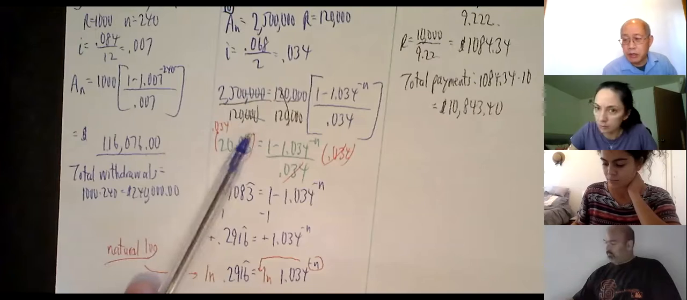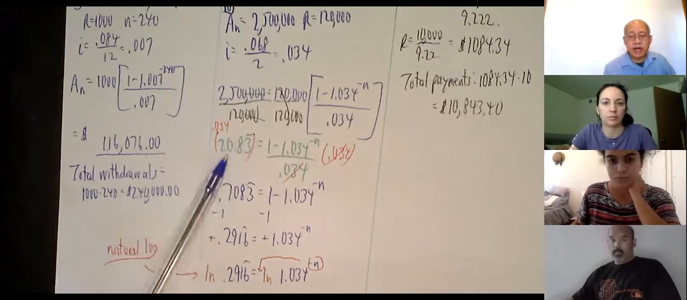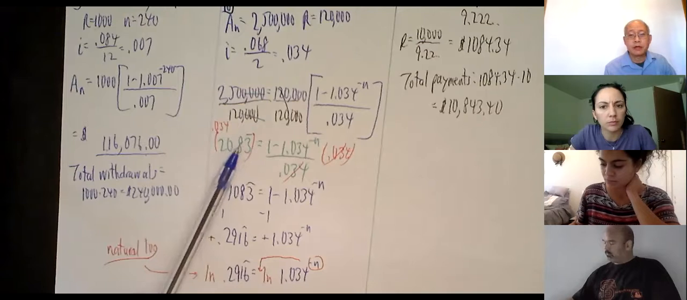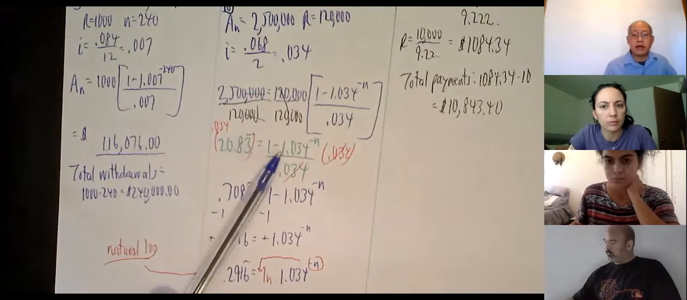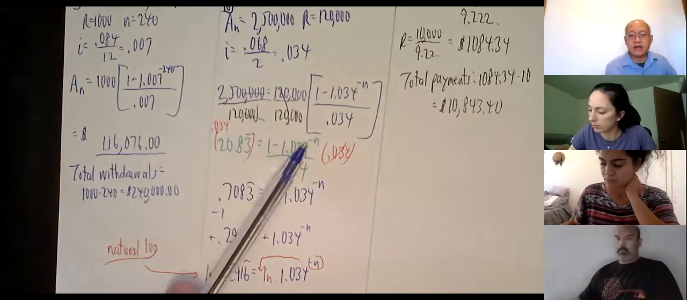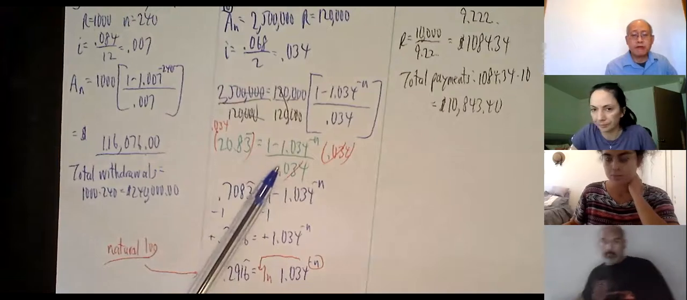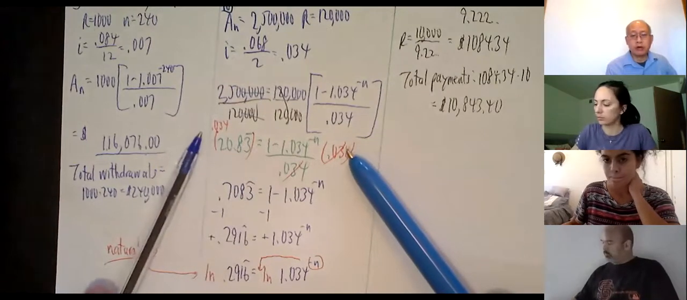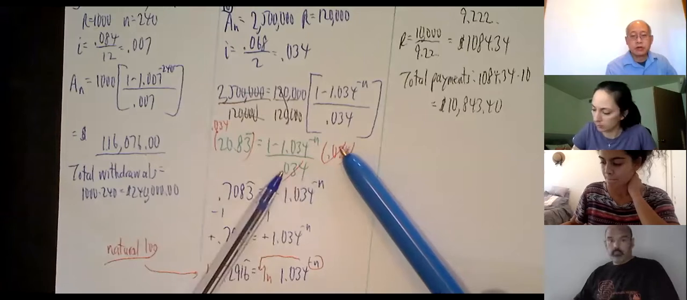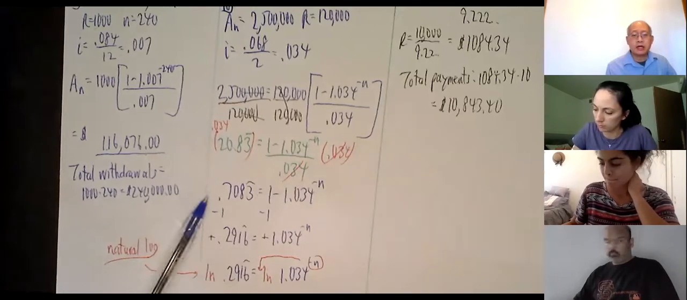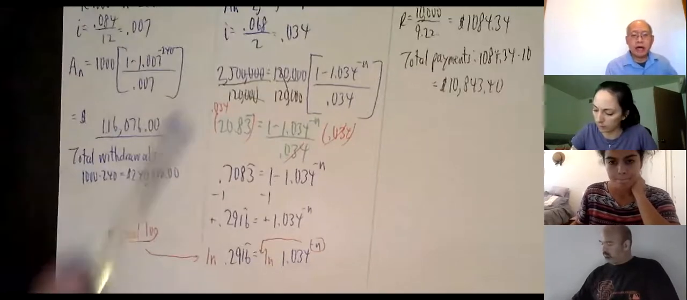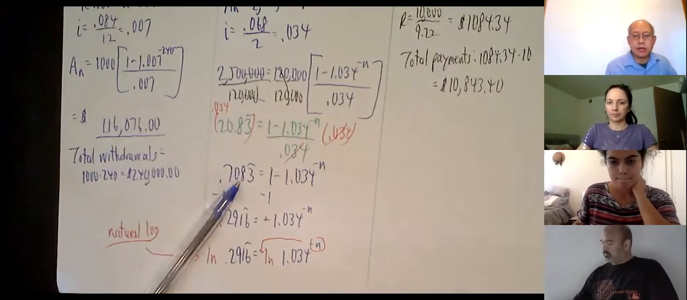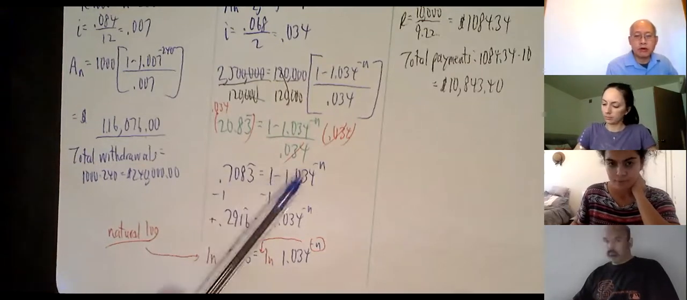Are you familiar with that bar? The bar means repeating. It's 20.83333333. So the way to write that is with a little bar there. Equals 1 minus 1.034 to the negative n divided by 0.034. So then I multiply both sides by 0.034 to cancel this out. So 0.034 times that comes out to be 0.7083 repeating. In other words, 0.70833333 equals 1 minus 1.034 to the negative n.